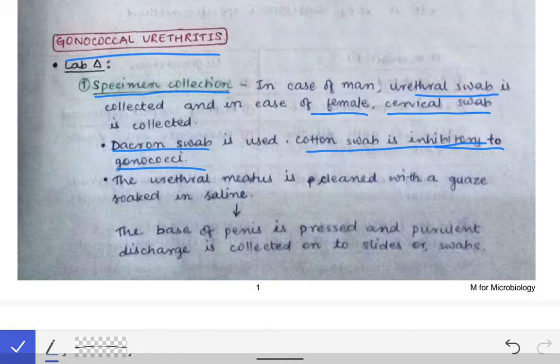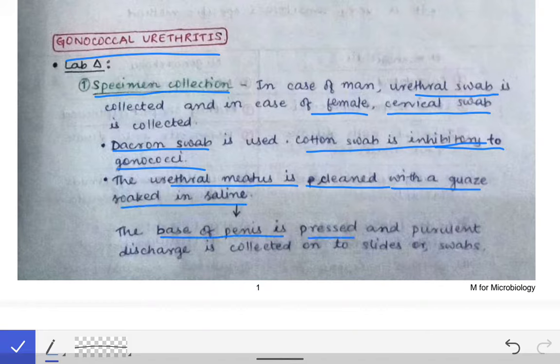For that, the urethral meatus is first cleaned with a gauze soaked in saline, and then the base of the penis is pressed and the purulent discharge is collected on the slide or the swab. So this is the procedure for how we collect the specimen.